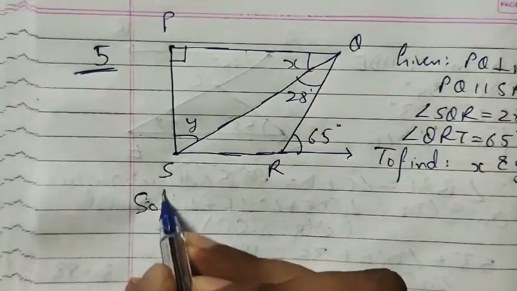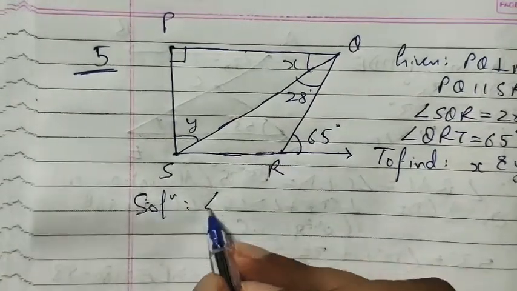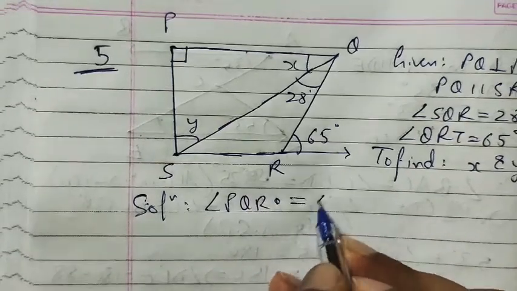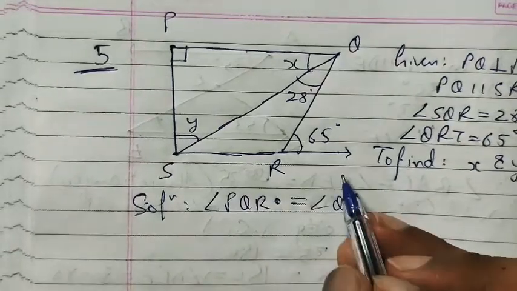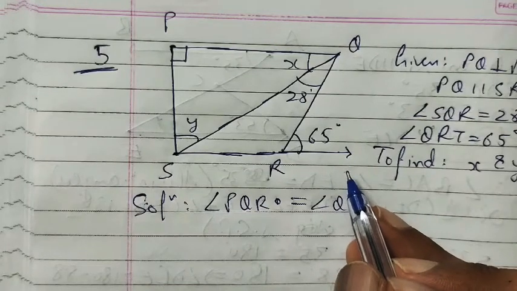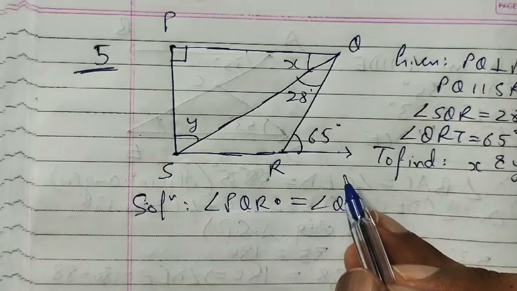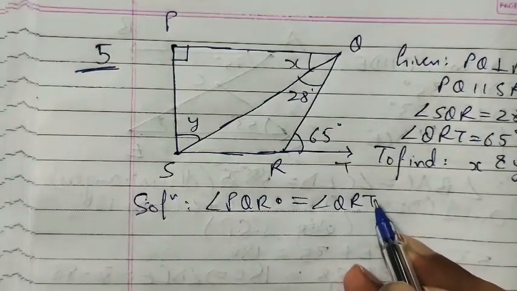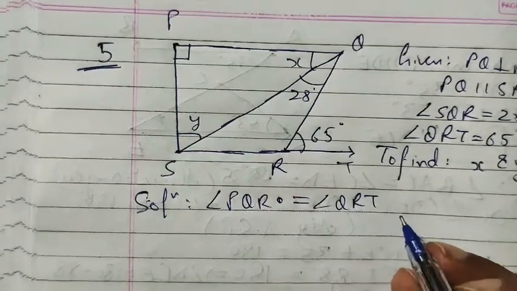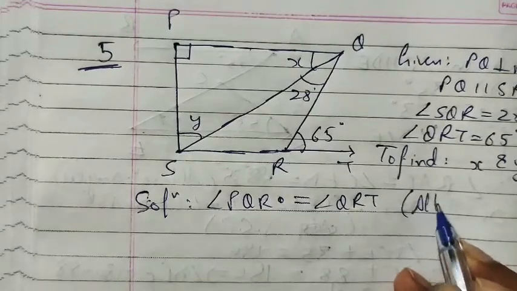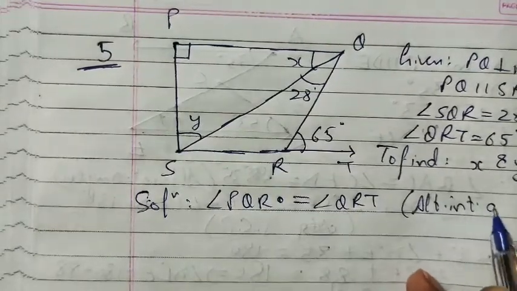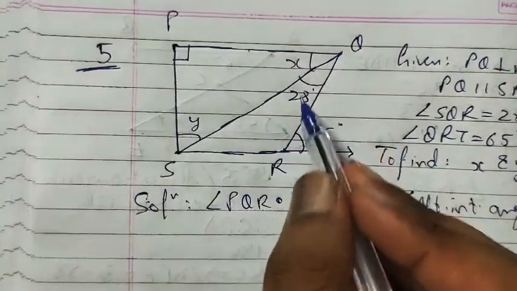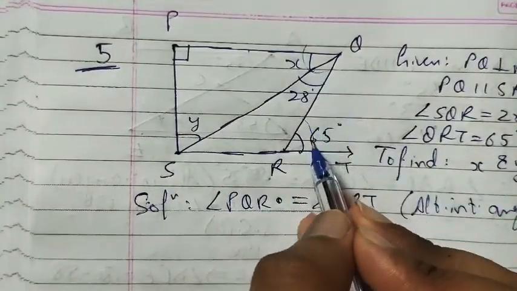So solution. Now we know that angle PQR is equal to angle QR, this angle, which one is it in the textbook? It is T, so QRT, right? So PQR is equal to QRT. The reason is alternate interior angles. When lines are parallel and this is a transversal, this whole angle will be equal to this angle.